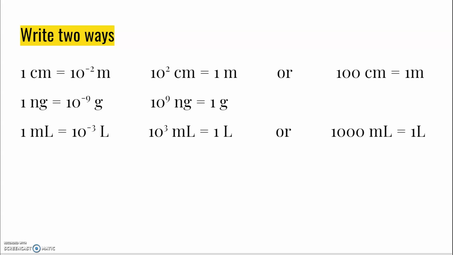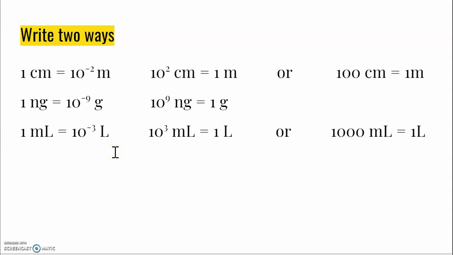Now, you may see this chart more than one way. So you may see on a chart like ours, although our chart used grams, here I used meters as an example. 1 centimeter equals 10 to the negative 2nd meters, or 1 nanogram equals 10 to the negative 9th grams, or 1 milliliter, here I'm using liters as an example, equals 10 to the negative 3rd liter.